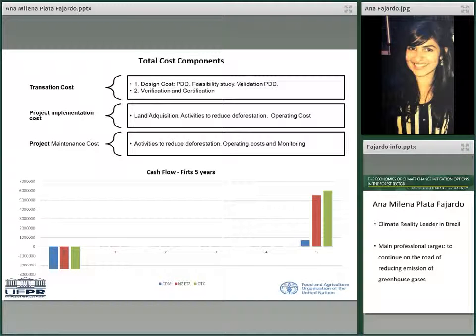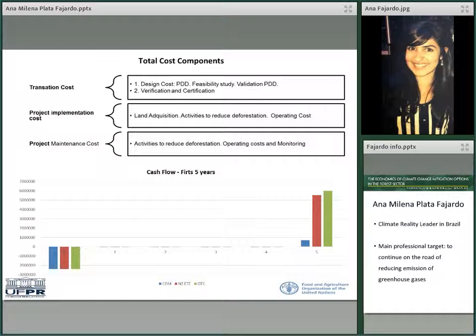Implementation costs include the acquisition of the land, activities to reduce deforestation, and operation cost. Maintenance costs include the activities to reduce deforestation and the operation cost.